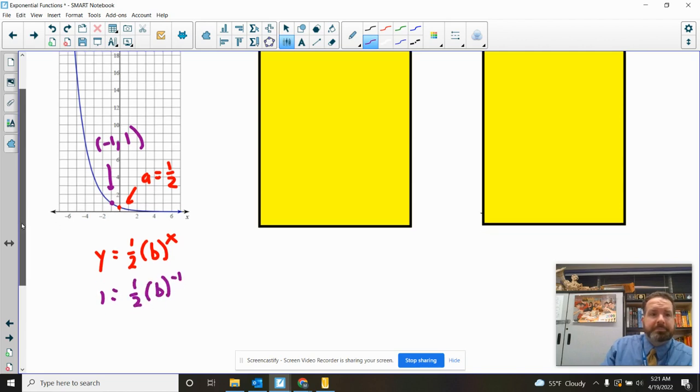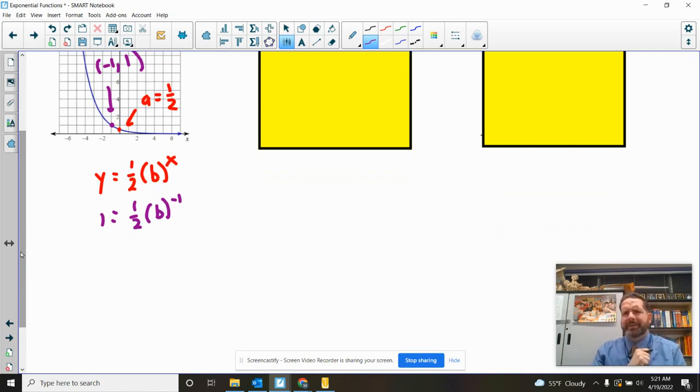Here's how I recommend solving this. First, let's get the b to the negative 1 power by itself. Meaning, I want to multiply to get this a value moved over to the other side. Whenever you want to get rid of a fraction times that b, multiply by that same fraction flipped upside down.